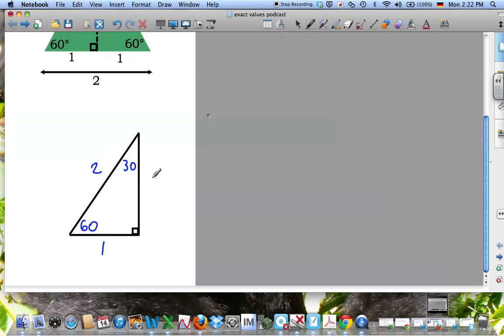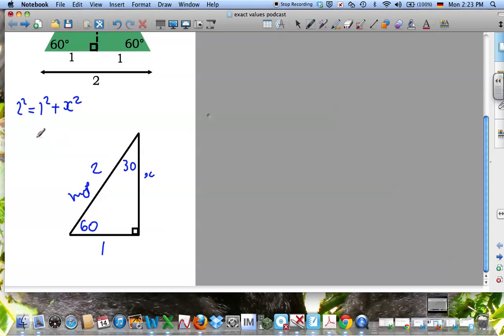What could we do, Miss Hughes, to find that perpendicular height? Well, we know it's a right angle triangle and we have two of the sides, so we could use Pythagoras' theorem. Good idea. So be careful here because Pythagoras is always c squared equals a squared plus b squared. But the c squared is always the hypotenuse squared. So we know that in this case. So we'll have 2 squared equals 1 squared plus, shall we call it x squared?